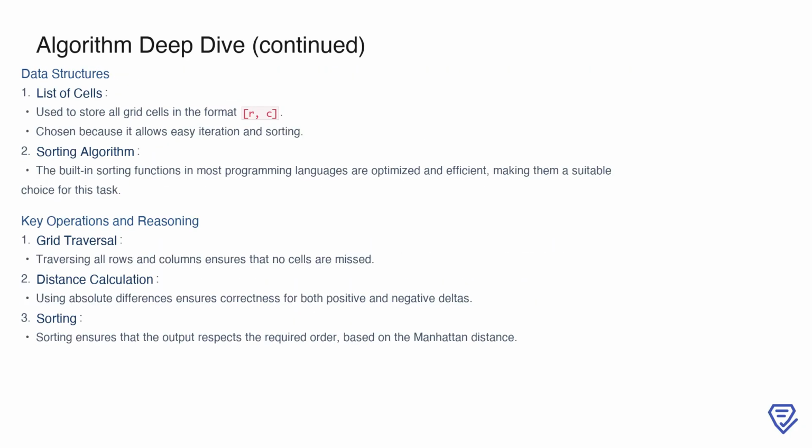To implement this algorithm, we rely on a few key data structures and operations. First, we use a list to store all the grid cells, as it allows for straightforward iteration and sorting. The sorting itself is handled by the built-in sorting algorithms of the programming language, which are both optimized and efficient. As for the key operations, grid traversal ensures that no cells are missed as we iterate through all rows and columns. The distance calculation uses absolute differences to accurately measure distances, even when indices are negative. Finally, sorting ensures that the output respects the required distance order. Together, these choices make the algorithm both simple and effective for the problem at hand.